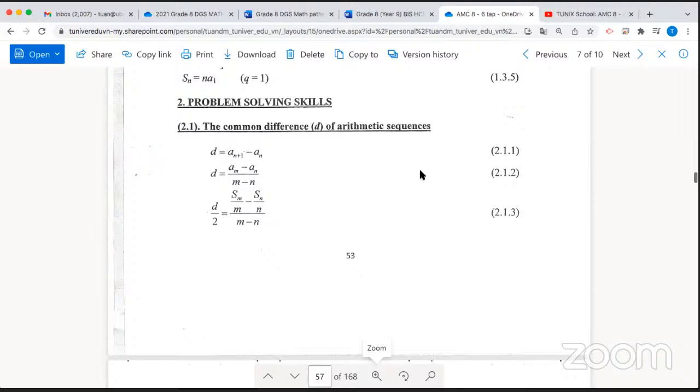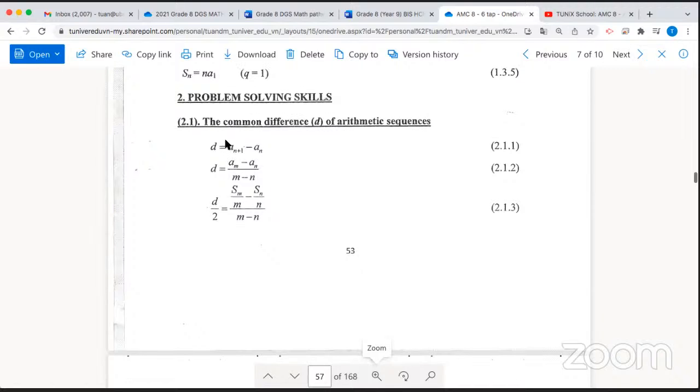So now for the problem solving skill here, look at this one. Remember that D is the difference between two consecutive numbers in an arithmetic sequence. So now D may be calculated from (Am minus An) over (m minus n). That means we are given the value of the nth term and the mth term, right? And also, if you know the sum of the first n terms or the sum of the first m terms, you can find out D by the formula for the sum of the n terms or the sum of m terms. That's all.